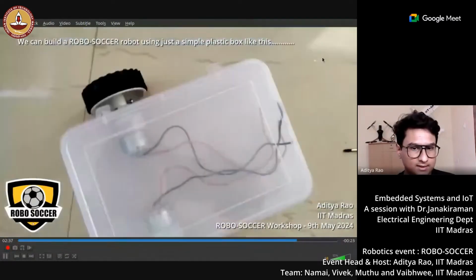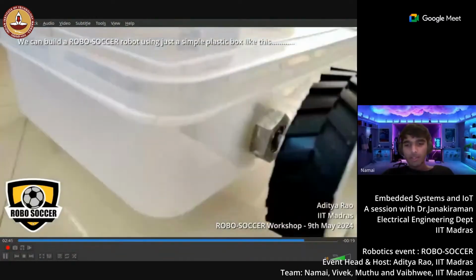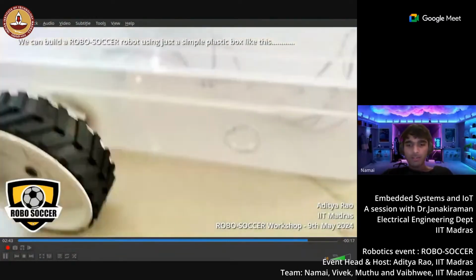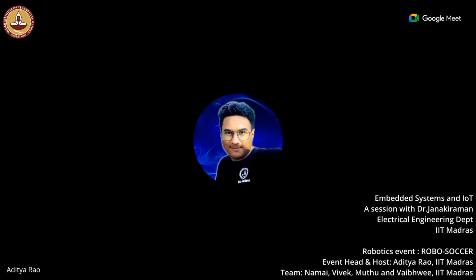Also, I'd like to point out here, Aditya, one sec. We are making it rather easy so that other people can also follow along. And I'm sure all of them have plastic boxes lying around. That's why we're making it accessible to all of them. Correct. Okay, I understand that. I'm okay with the plastic box.